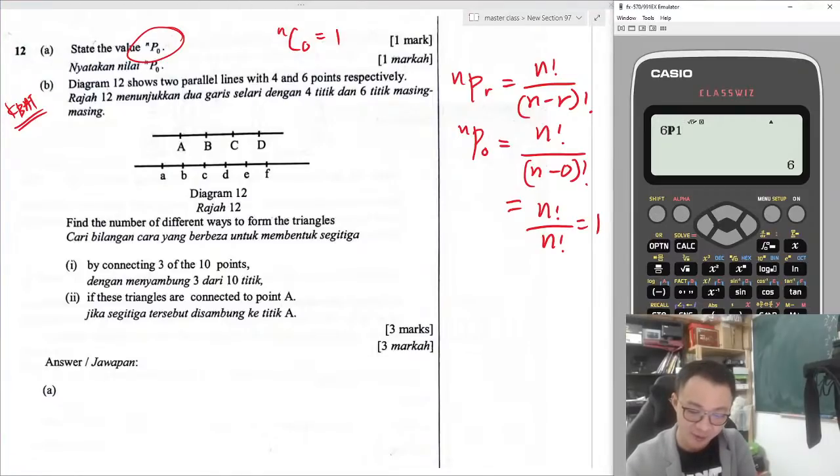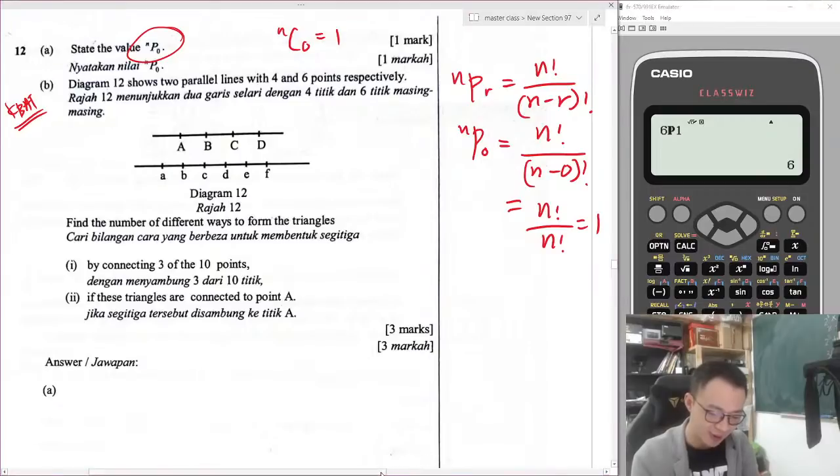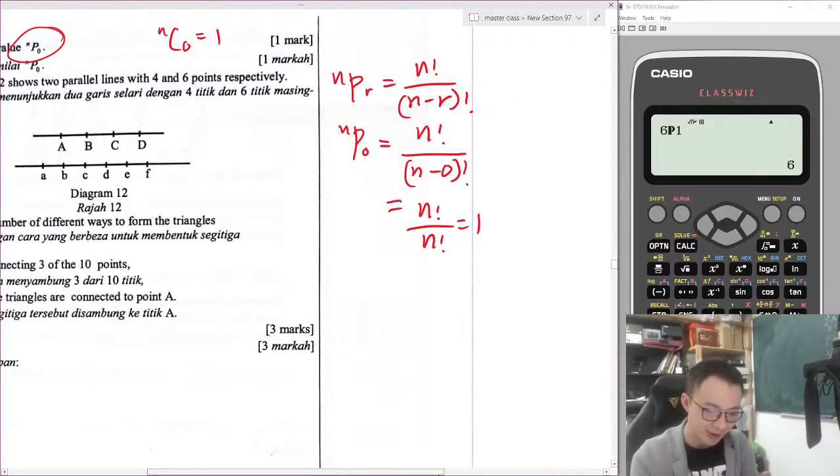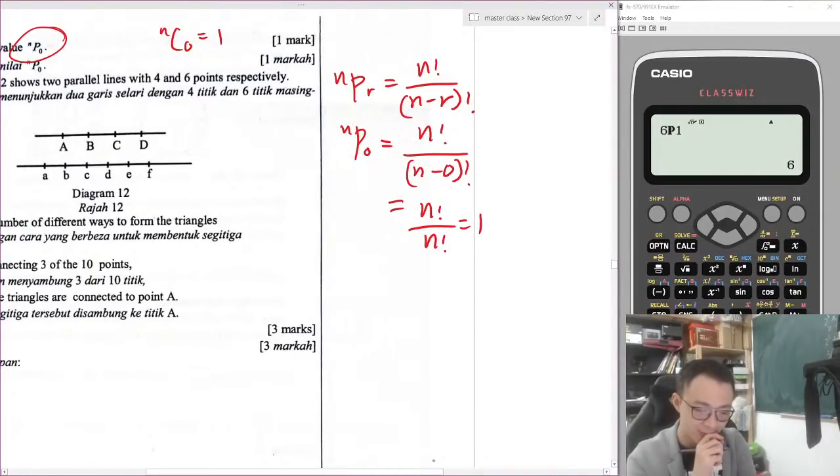Okay, NP1. Yeah, it's n what? I remember it's n factorial over (n minus r) factorial. Yeah, I know I'm getting back n, but how come this formula doesn't work here?